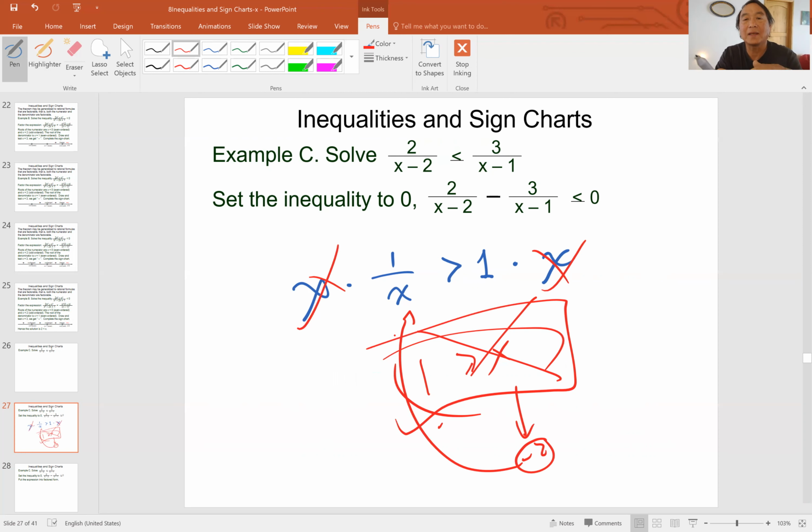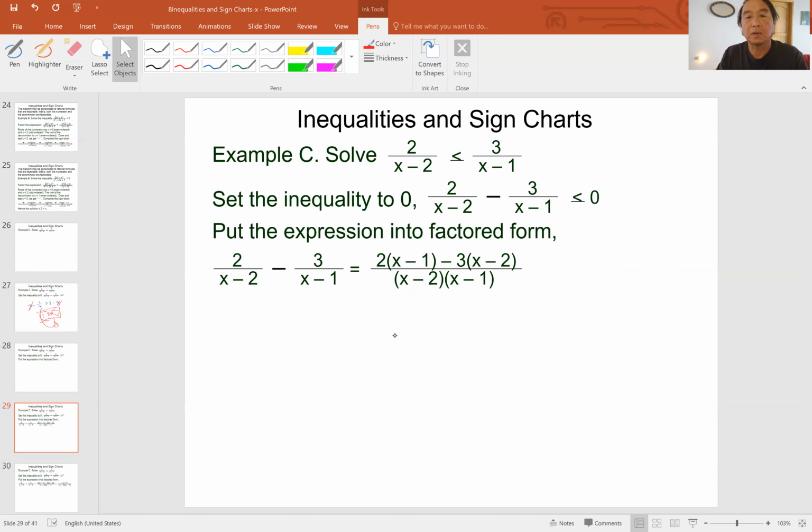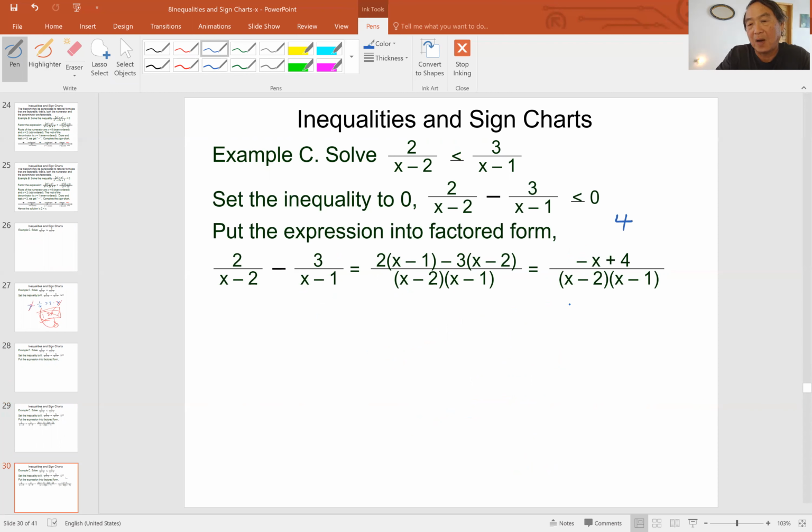So you may not clear the denominator. What you have to do is put them into one fraction in factored form. This is fraction algebra: put them into a common denominator. Now I draw the sign chart of this formula. This formula has a root at 4, and from the bottom, 0 is 2 and 1. So we got these 3 numbers, and all of them are odd order roots.